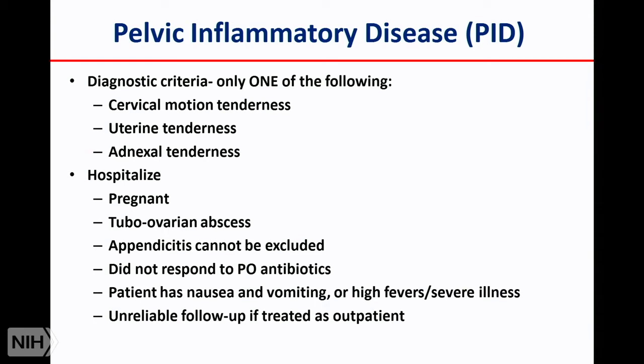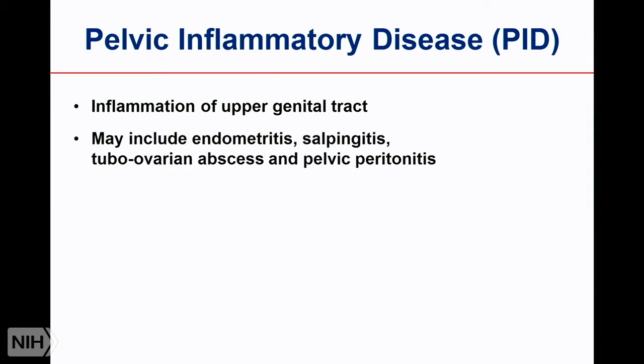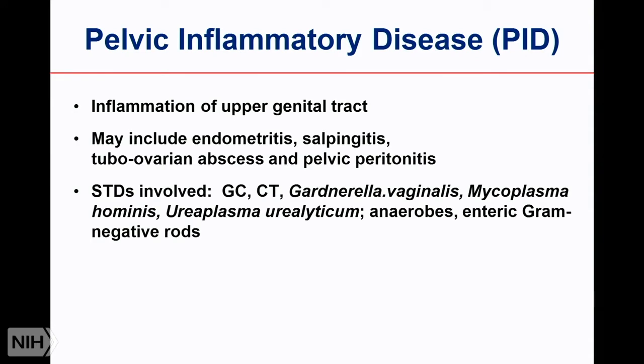It's an emergency that if a woman comes in and has lower quadrant abdominal pain, a fever, and has cervical motion tenderness, she should be admitted and put on intravenous antibiotics, because left untreated it could cause a rupture of the fallopian tube, could cause an ectopic pregnancy, could cause the infertility. So that's pelvic inflammatory disease.